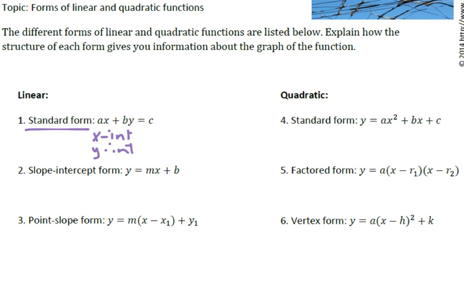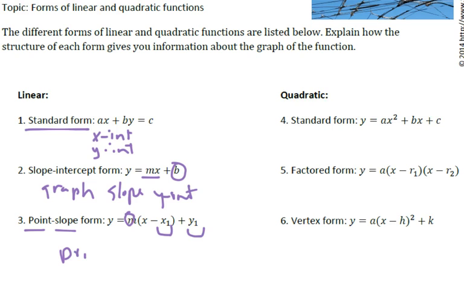Slope-intercept form is really great for graphing because it gives us the slope and the y-intercept. Now the point-slope form is helpful because it gives us a point and a slope. The slope is m, the point is this x1 and this y1. So it gives us a point on the graph and the slope.